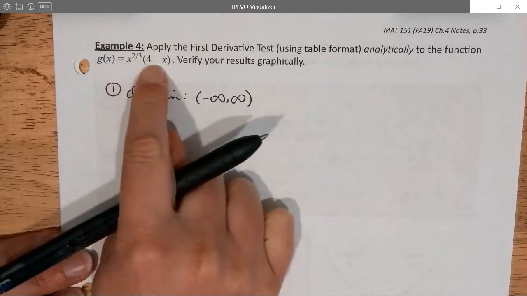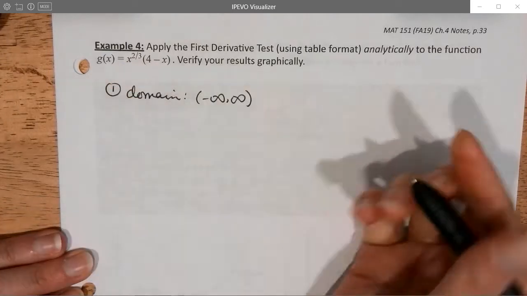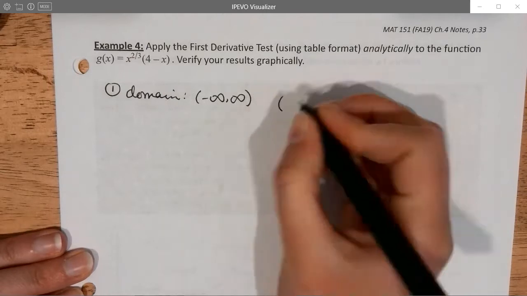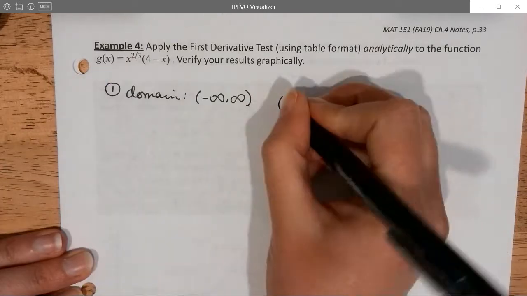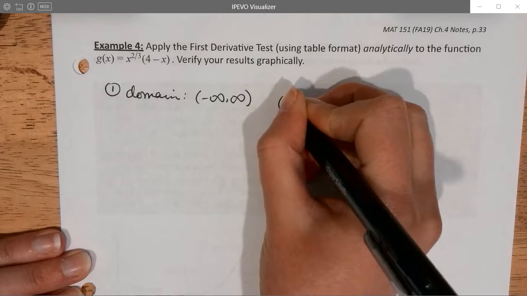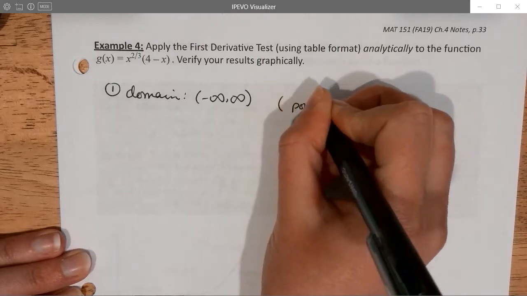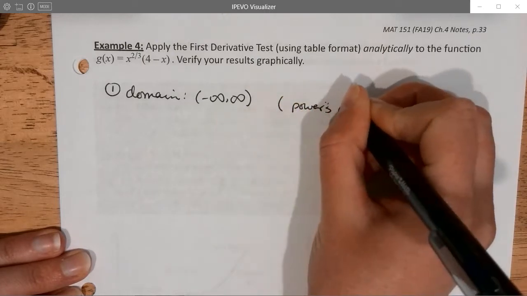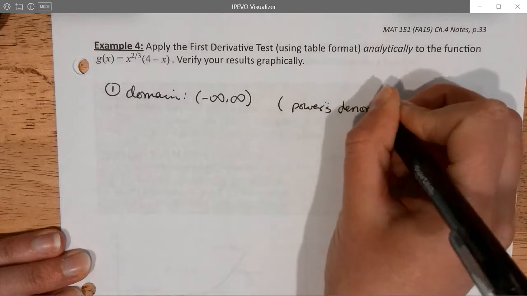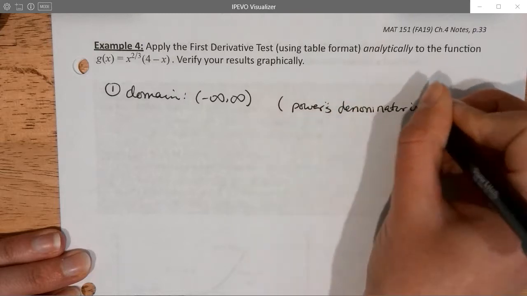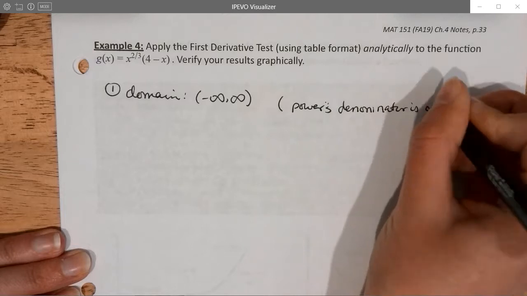Again, the last part was polynomial, this is not polynomial. I can't use the polynomial as a reason. It's not a polynomial, but because the denominator is odd. Okay, so that's my reason: power denominator is odd.